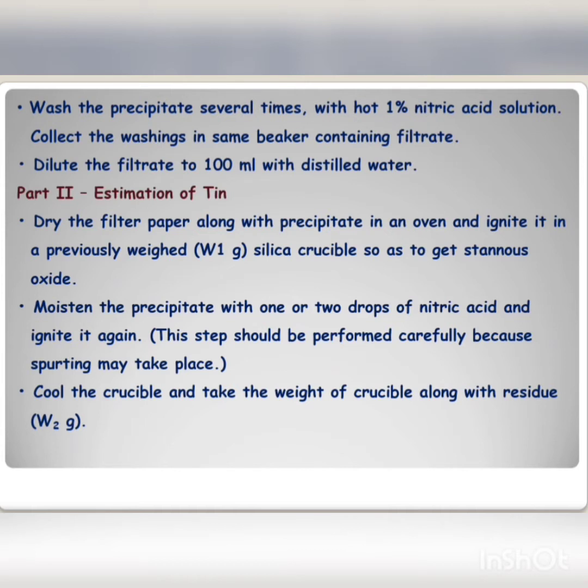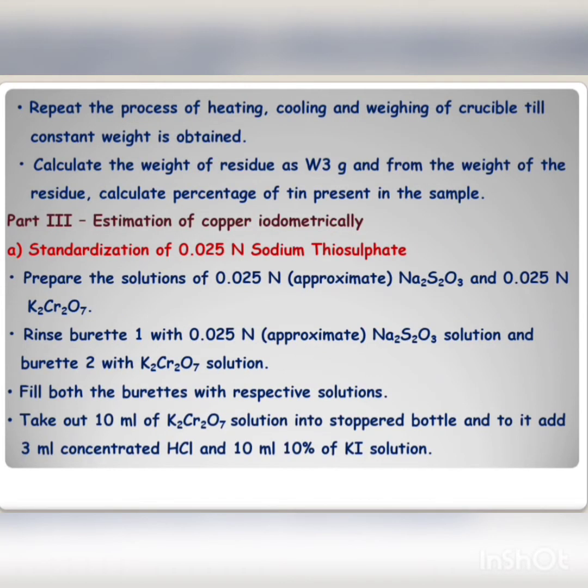Now in estimation of tin, the metastannic acid precipitate we got, we have to first ignite it, and then weigh it in a silica crucible, which should be a previously weighed silica crucible. By the difference of the empty crucible weight and the residue plus crucible weight, we can calculate the weight of the residue.